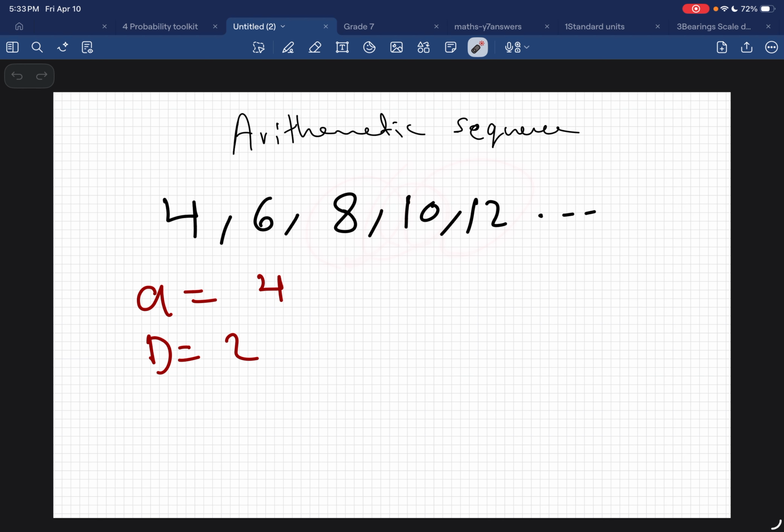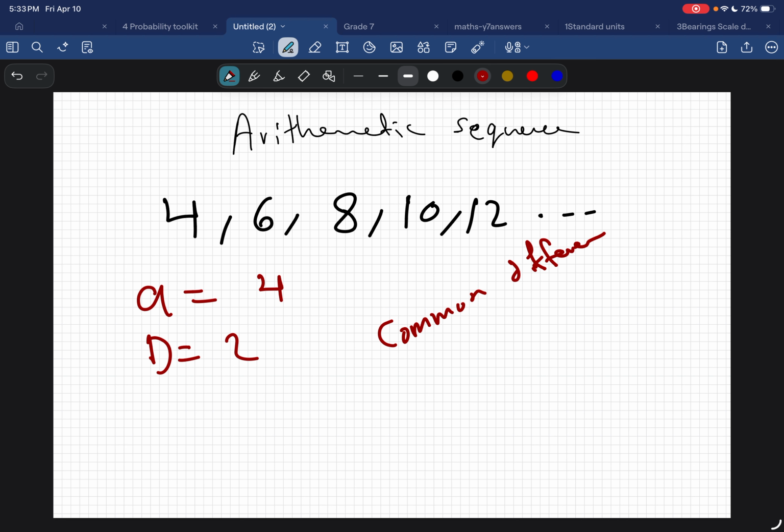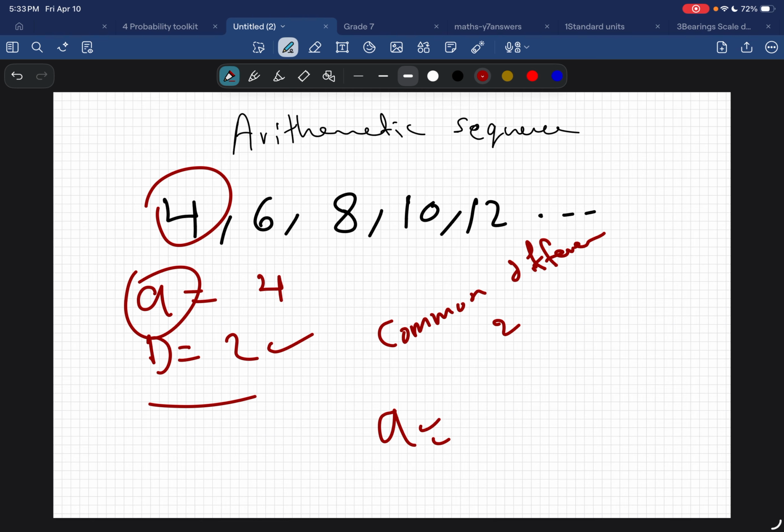So the common difference for this sequence, guys, is going to be 2, and we call it D. The first term is 4 in the sequence, so we call it A. The value of the first term is A, so it's going to be 4 in this sequence.